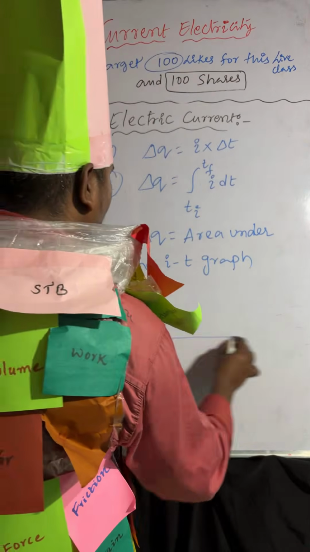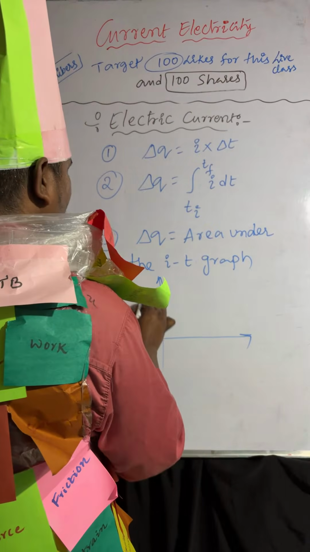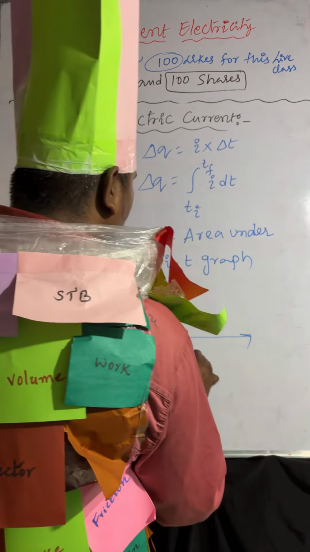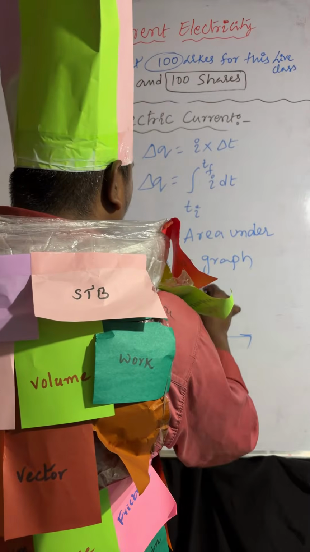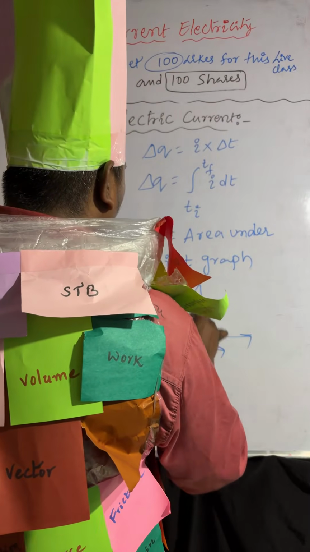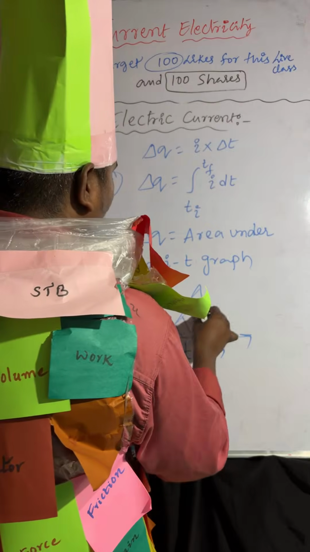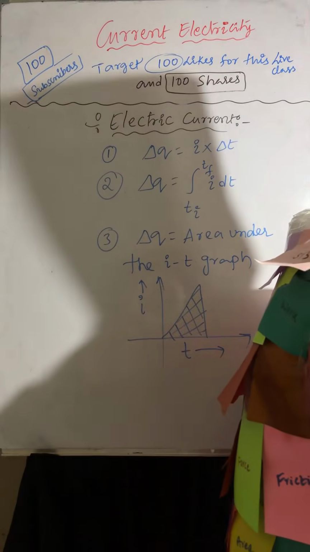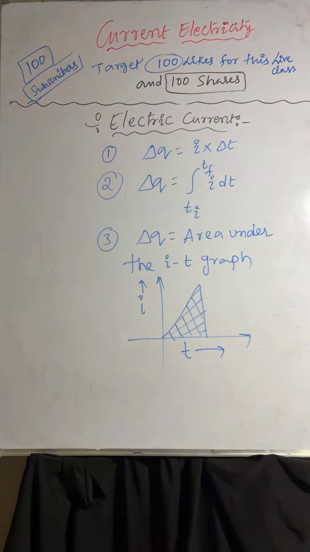So here you can observe, I is on the y-axis, t on the x-axis. The graph you can take here. So the area under the graph gives the charge, the flow of charge. So that is the electric current. And coming to the next one.